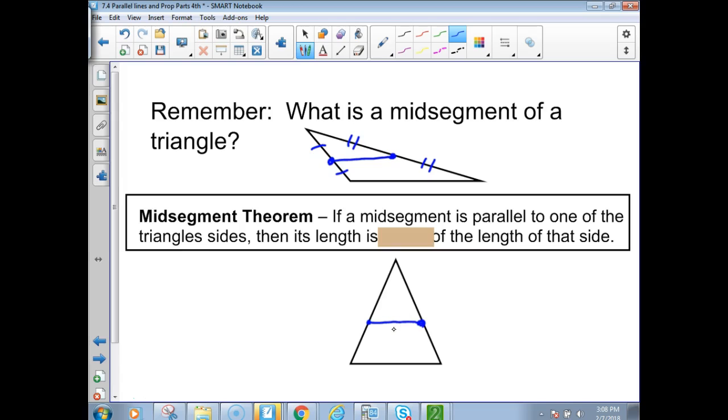If X is your midsegment, 2X would be the bottom, the parallel side to it. And these would be parallel. So if they're parallel, and the bottom is twice, 2X, then the midsegment would be half of that, which would be X.